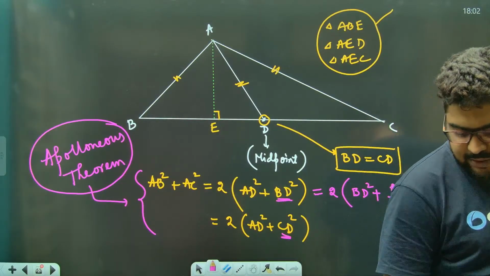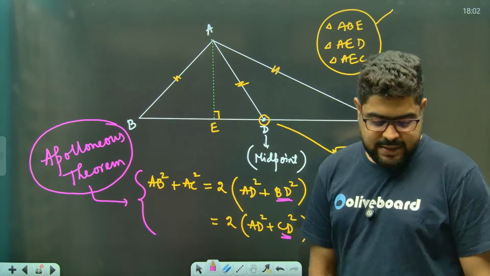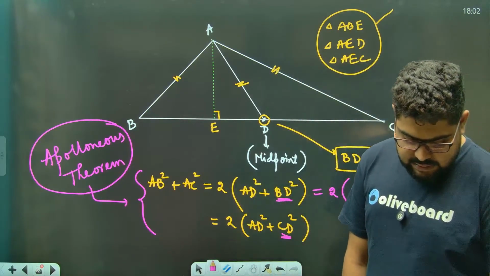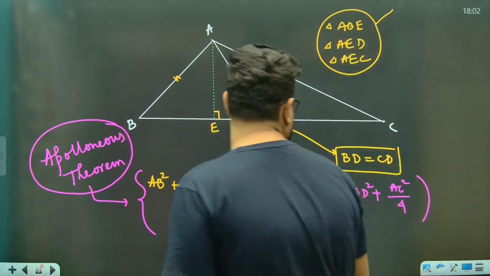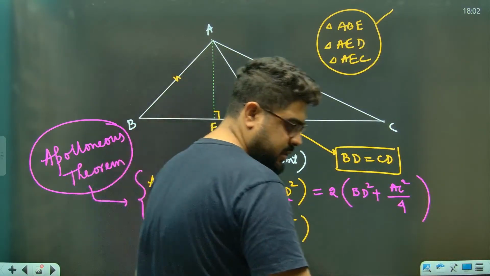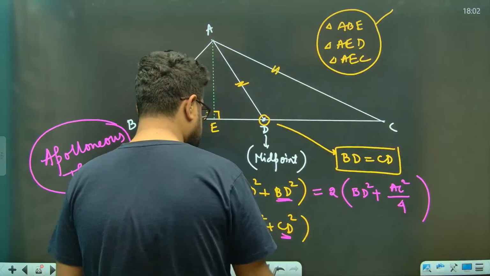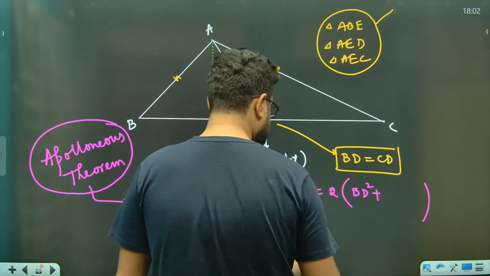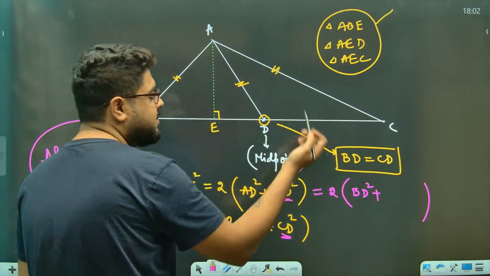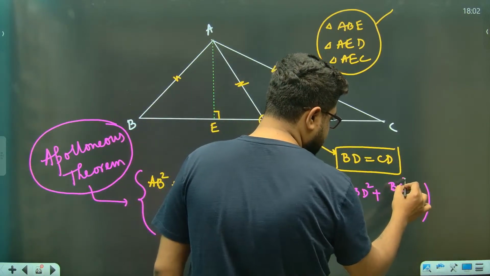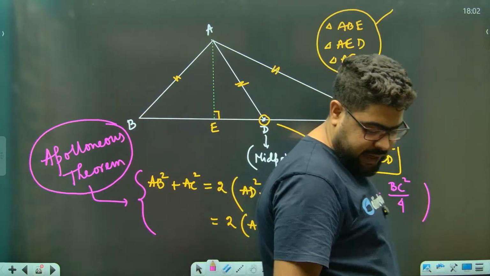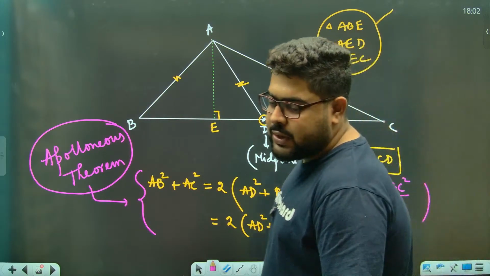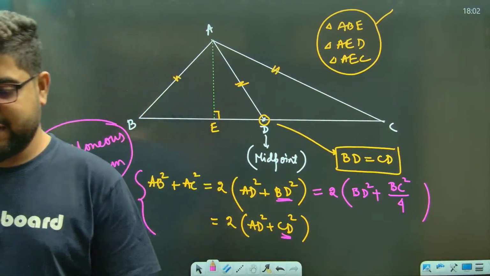So this was our small little class. BC by 2. Oh, what did we do? Oh sorry Shashi, thank you so much. See, it is BC by 2, na. Why have I written AC by 2? Are we crazy? Thank you Shashi, thank you. So that was your Apollonius.